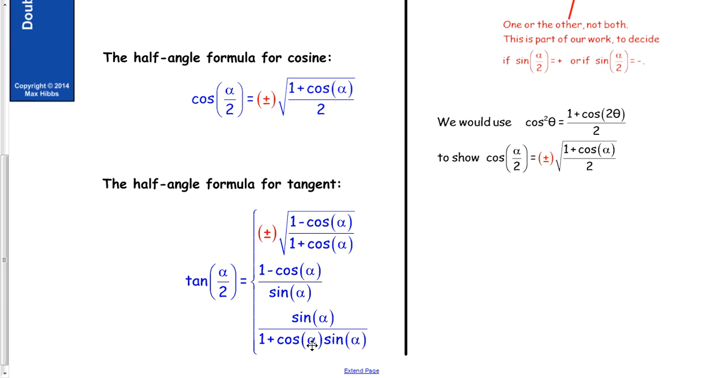Whoops, I've misstated this last one. It should say sine of alpha over 1 plus cosine alpha. It's my bad, we should not have this sine of alpha over 2 right there. That should not be in there. I mean, it's sine of alpha over 1 plus cosine alpha.